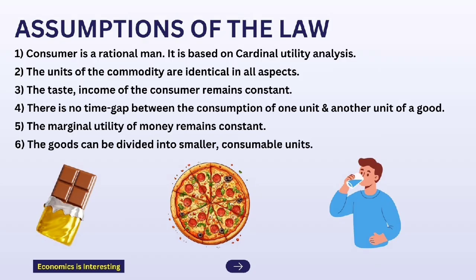Now, let us go to the next assumption, that is, units of the commodity are identical, that is homogeneous, or you can call it the same. All the units of the goods consumed must be exactly the same in size, quality, and taste. Now, to give this in the form of an example, I can say each slice of pizza is of the same size and flavor. Now, think the other way around. If one slice is bigger or has extra cheese, the satisfaction will change.